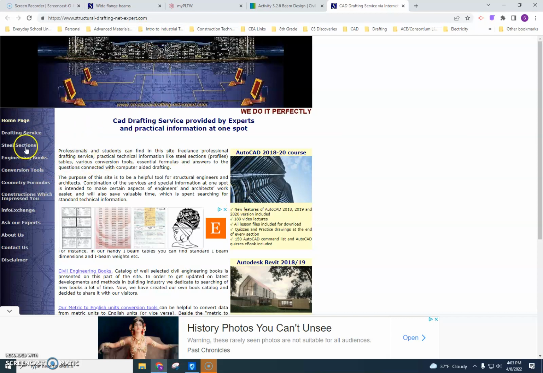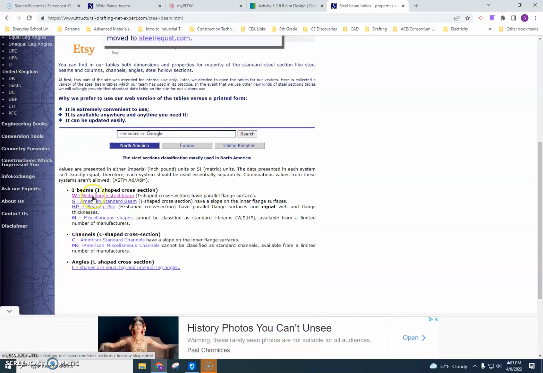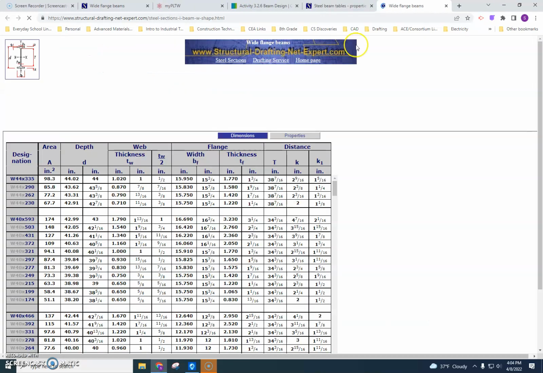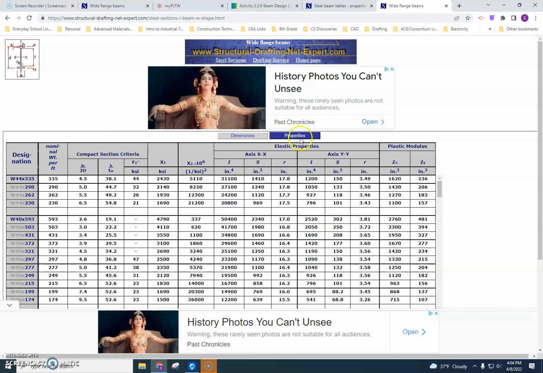And we need to go in there and use the plastic section modulus that we just figured out. We go to our steel sections right here, and then we scroll down and go to wide flange steel beam. In there, you can see that for these beams they have dimensions and properties. We want to be on the properties page. And what we do is we come over here, here's our plastic modulus, and we take our Z to the X. And we scroll down.